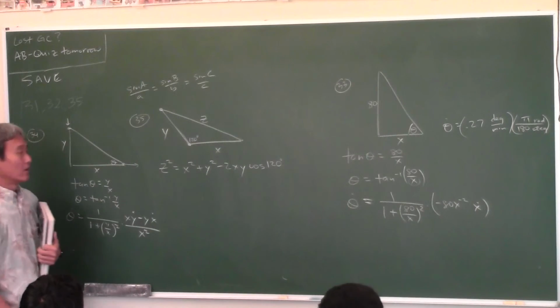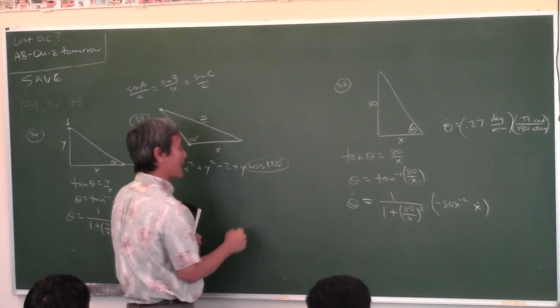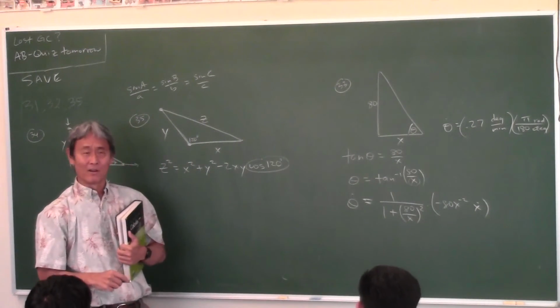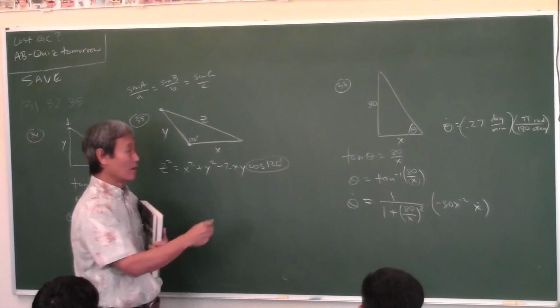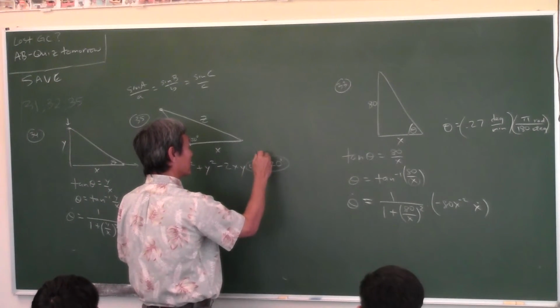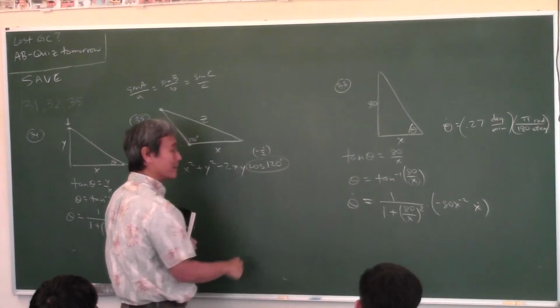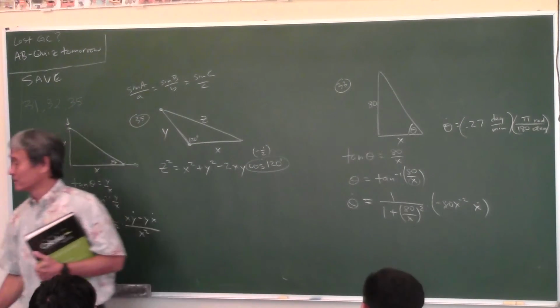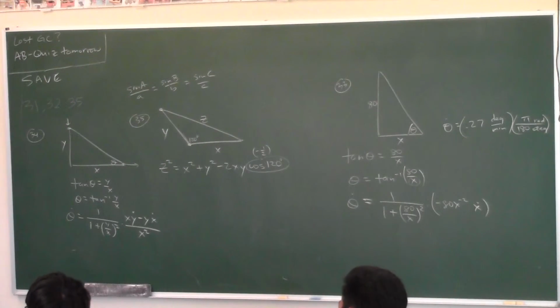Okay, cosine of 120 degrees. Hey, that's a number I know. Negative half. See, we don't even know our trig values.